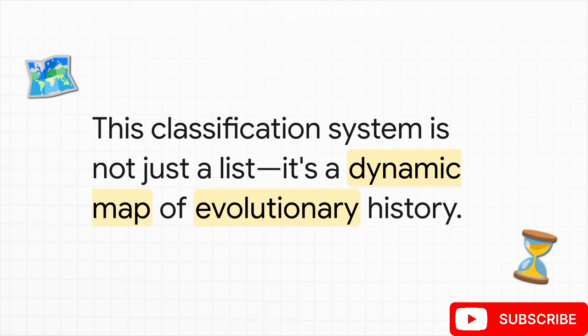So, as we start to wrap this up, it's pretty clear this classification system isn't just about sticking animals into neat little boxes. No, it's a dynamic map of evolutionary history. Every single phylum, every new feature we've talked about, it represents a branching point on that map, a new solution to the puzzle of survival that sent life down an entirely new path.